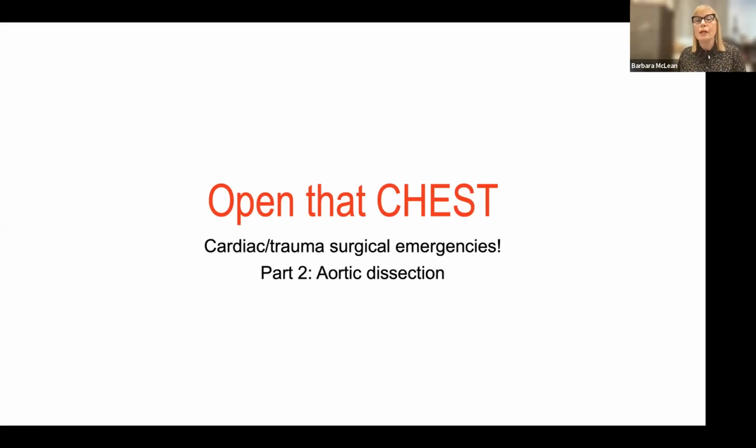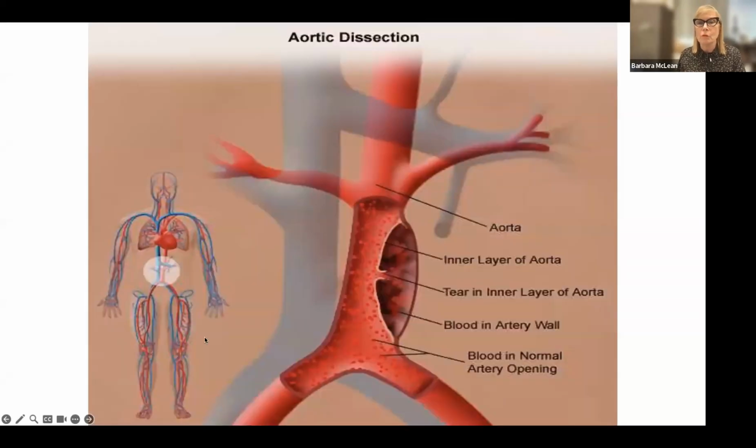And today we're going to talk about acute aortic dissection. Aortic dissection that may occur because of your patient being hypertensive, or a traumatic aortic dissection that might occur most particularly with a blunt traumatic injury. So really important when we're thinking about those patients.